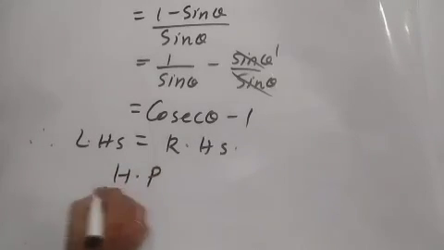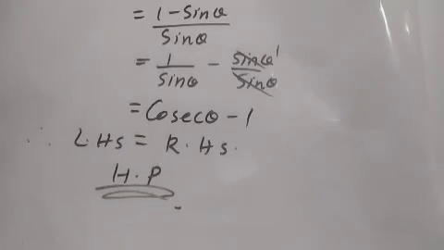Hence, we proved. Apply all the identities to simplify the LHS. Sometimes we have to simplify the RHS also to get the proof. Understood? So, these are the important problems from this exercise. Don't forget to do your homeworks, complete your classworks. Thank you.